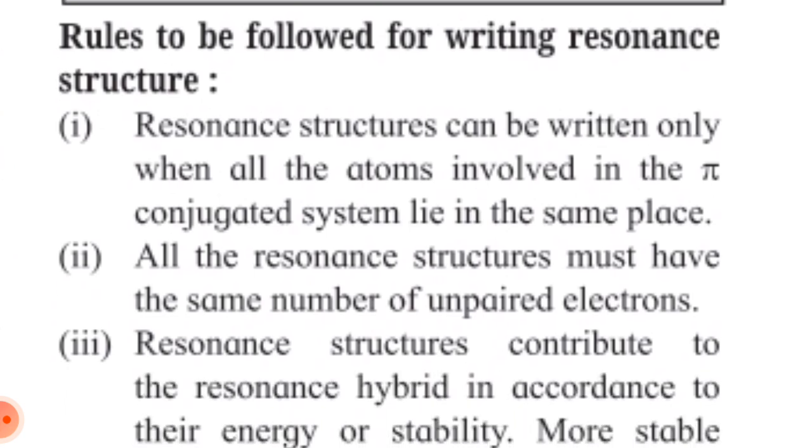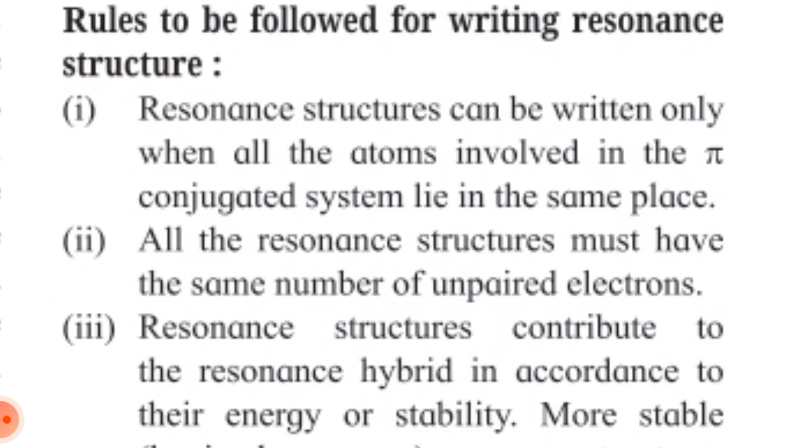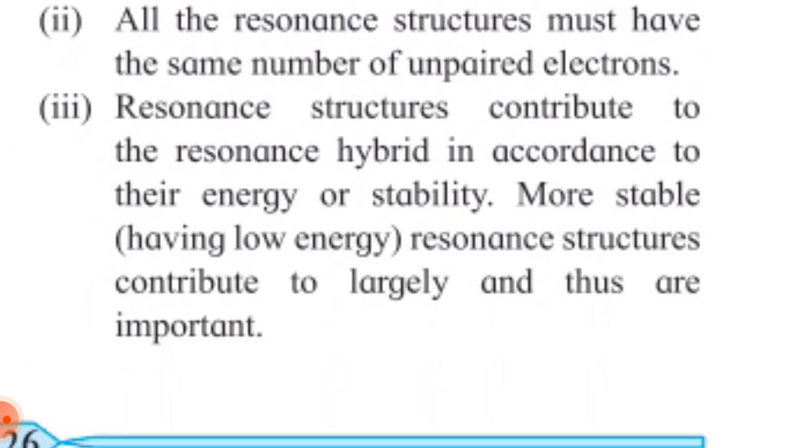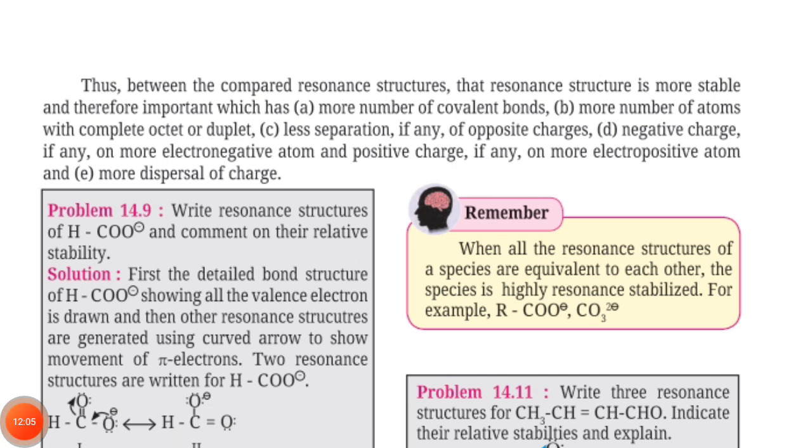Rules to be followed for writing resonance structures. First, resonance structures can be written only when all the atoms involved in the pi conjugated system lie in the same plane. Second, the resonance structures must have the same number of unpaired electrons. Third, resonance structures contribute to the resonance hybrid in accordance with their stability energy. More stable, low-energy resonance structures contribute more and thus are important.